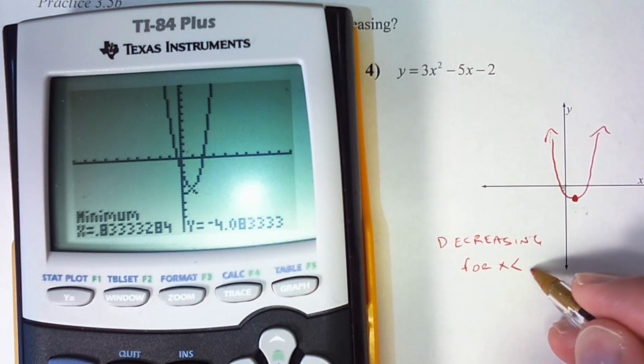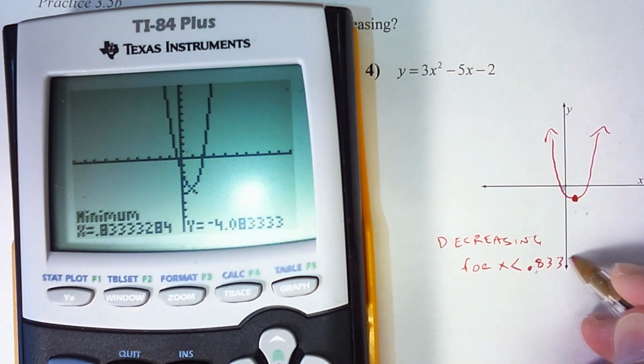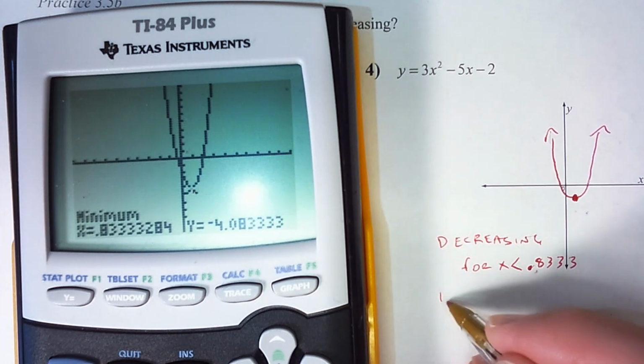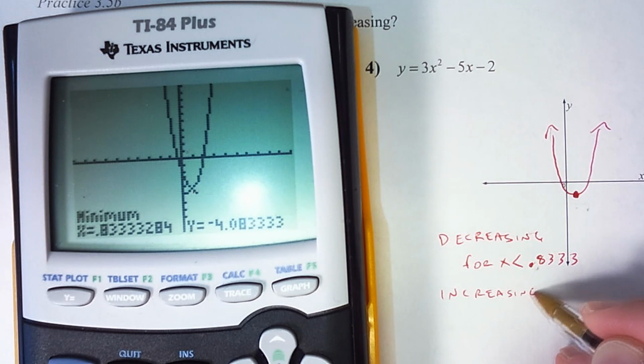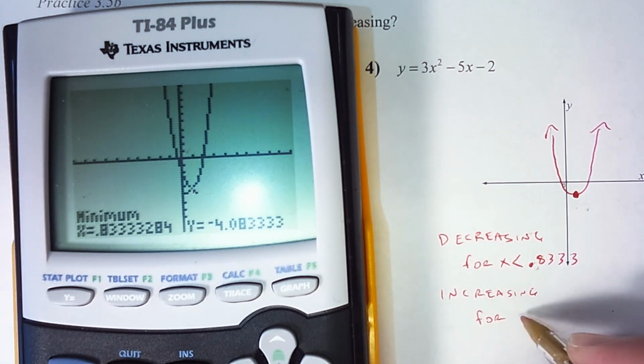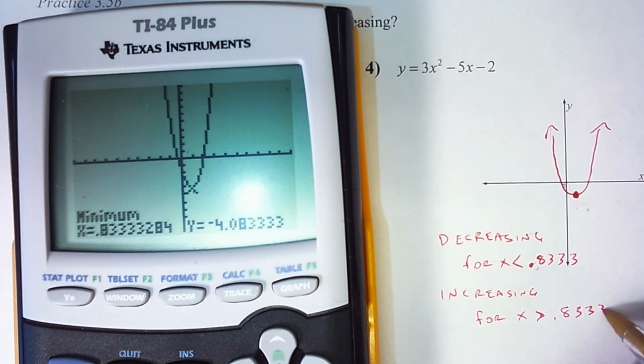So it's decreasing for x's that are less than 0.8333. Okay, then it starts to increase, so it's increasing for x's that are greater than 0.8333.